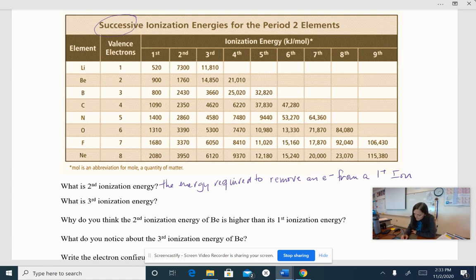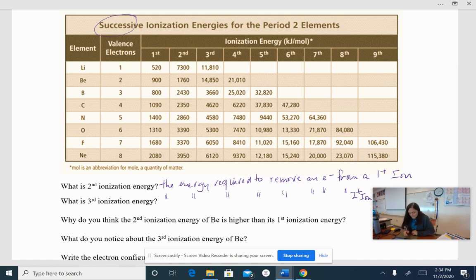It's pretty much the same thing. It's the energy required to remove an electron from a 2+ ion. Okay, so basically we keep on taking electrons off and making a 1+ ion for the first one, a 2+ ion for the second ionization energy, and a 3+ ion for the third ionization energy.